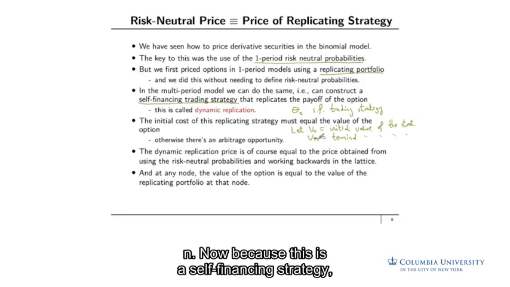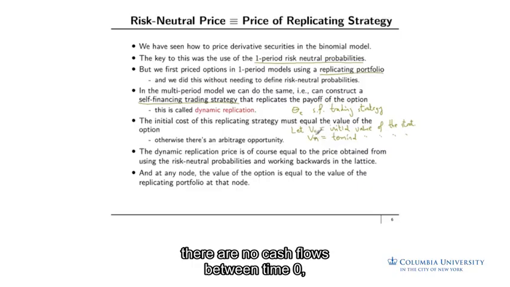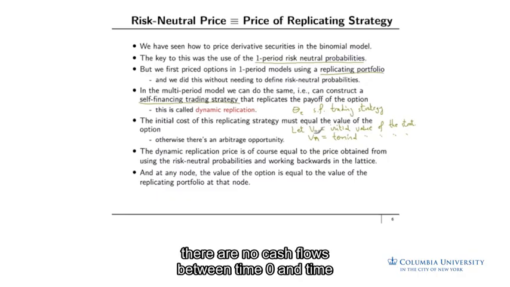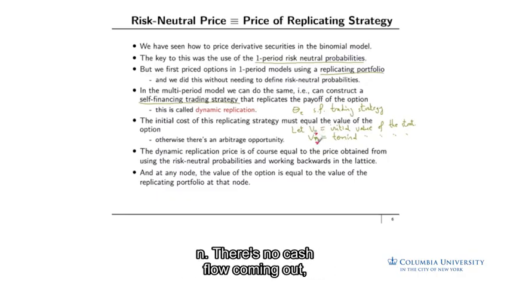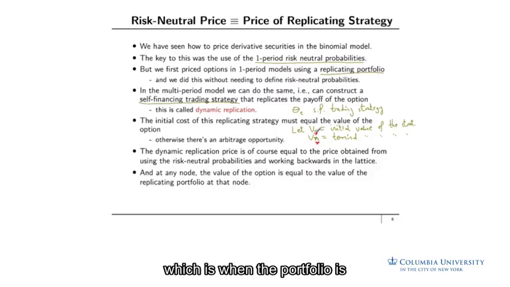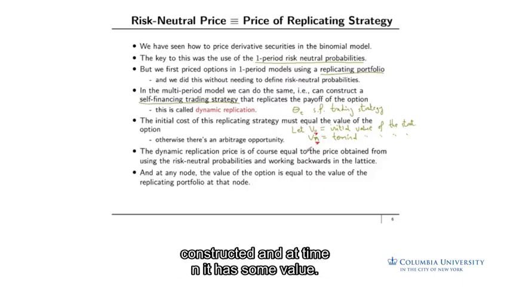Now, because this is a self-financing strategy, there are no cash flows between time 0 and time n. There's no cash flow coming out, there's no cash flow going in. The strategy self-finances itself. So the only time there's a cash flow is at time 0, which is when the portfolio is constructed, and at time n it has some value.